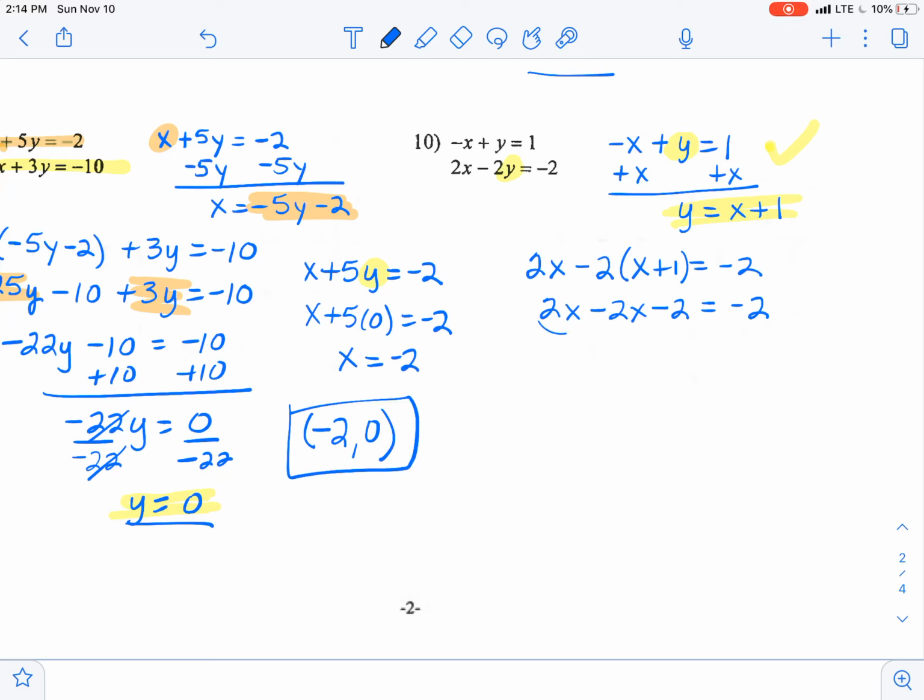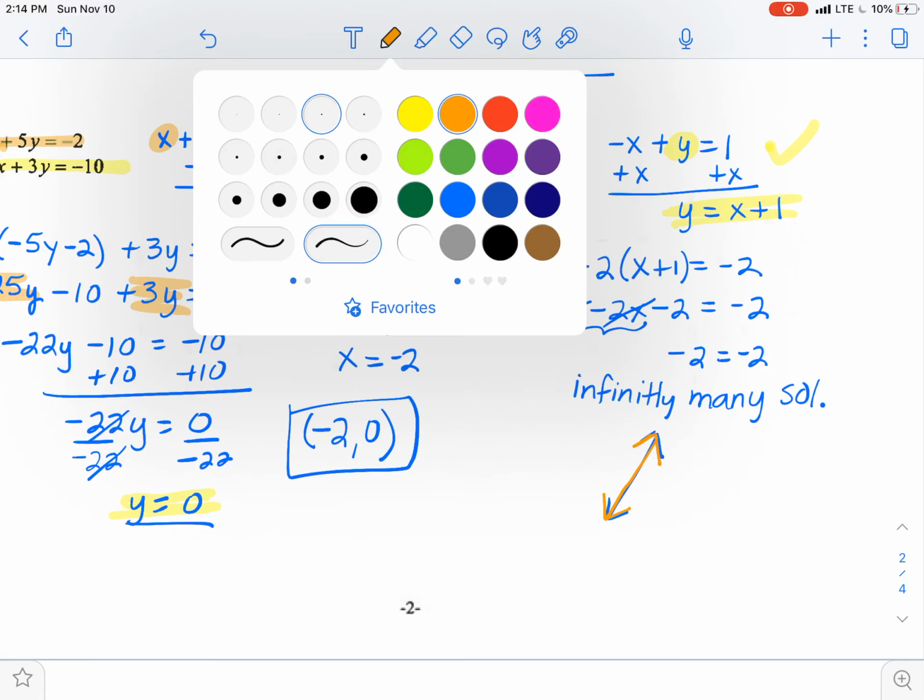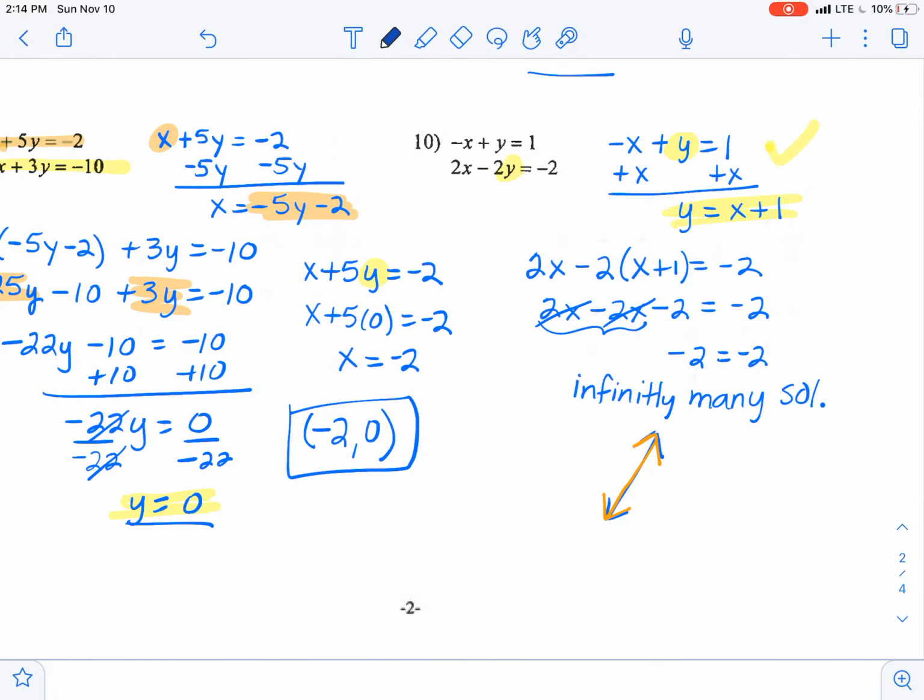I'm going to combine. These are on the same side, so 2x minus 2x is just 0, so we say those cancel. I get negative 2 equals a negative 2. We know that is true all the time. So this is what we call infinitely many solutions. Okay? What we mean by that is that if I graph it, I'm going to get a line, and then when I graph my second one, it's going to actually be the same line. They're going to lay right on top of each other. Okay? So infinitely many solutions.